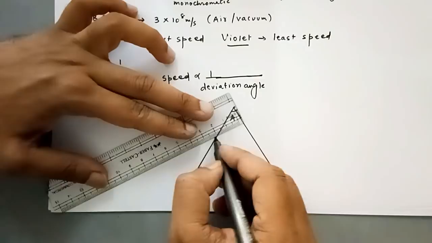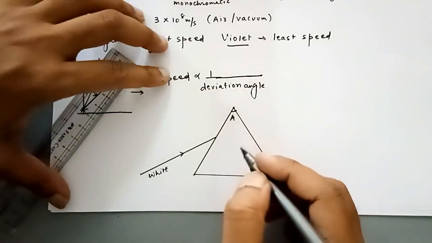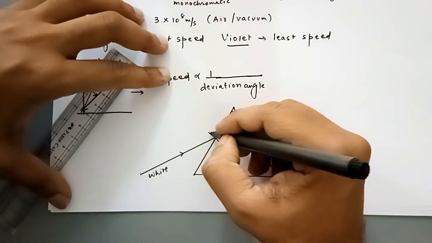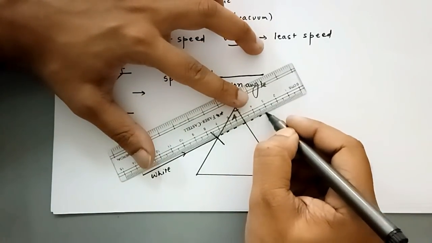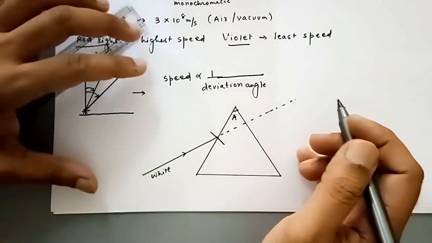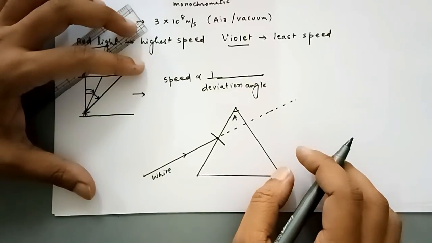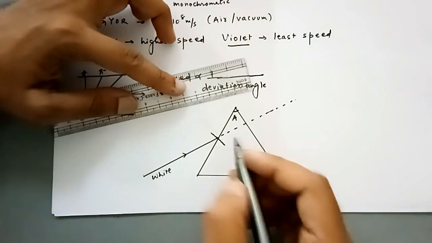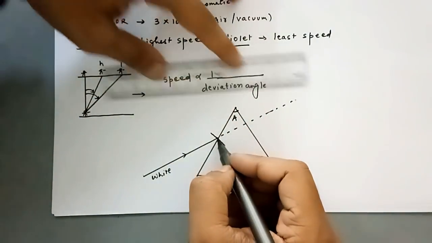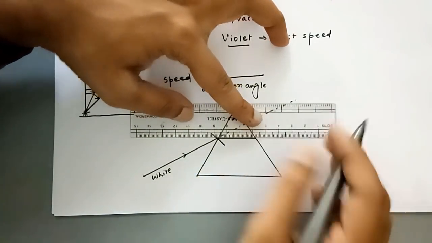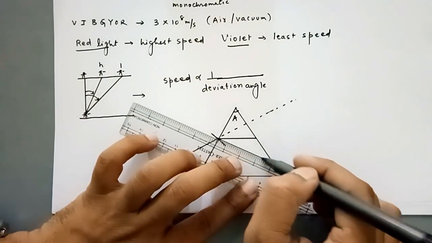Now if white light falls on the prism, I'll draw the normal, and this is the expected path if the prism would not have been present. Then this white light should travel in a straight line. Now all 7 colors travel with different speeds, and so all will be split by different amounts. I am only going to draw 2.